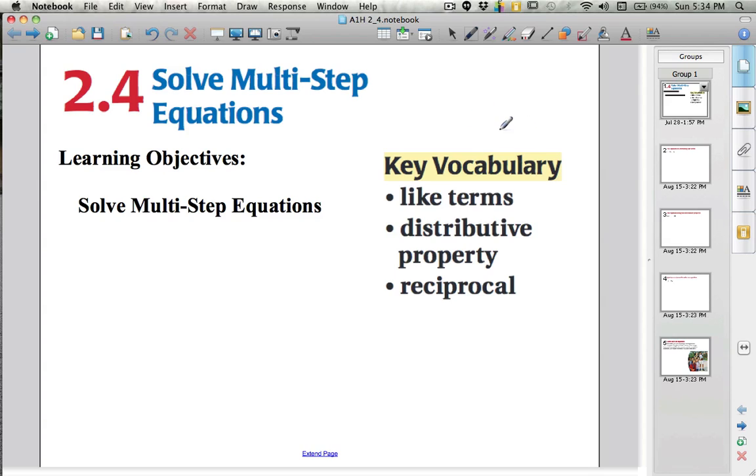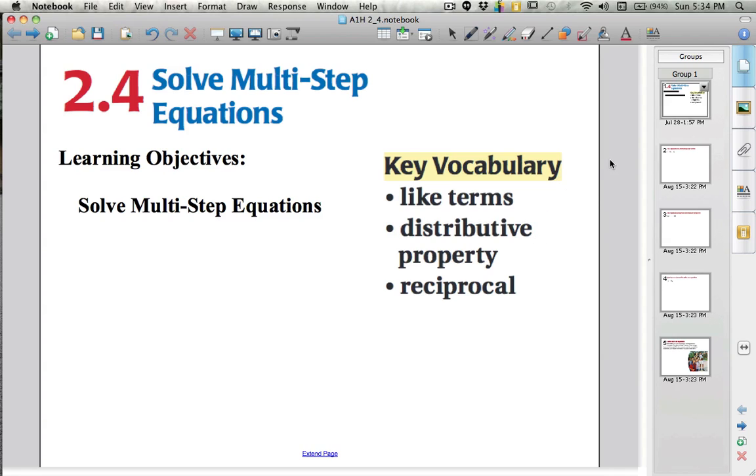In section 2.4, we're working on solving multi-step equations. So again, we're just elaborating. We started with one-step equations and two-step equations. Now we're going a little further into things. Our key vocabulary are like terms, which we've already talked about, reciprocal, which we've already talked about, and the distributive property, which I believe you're probably familiar with.